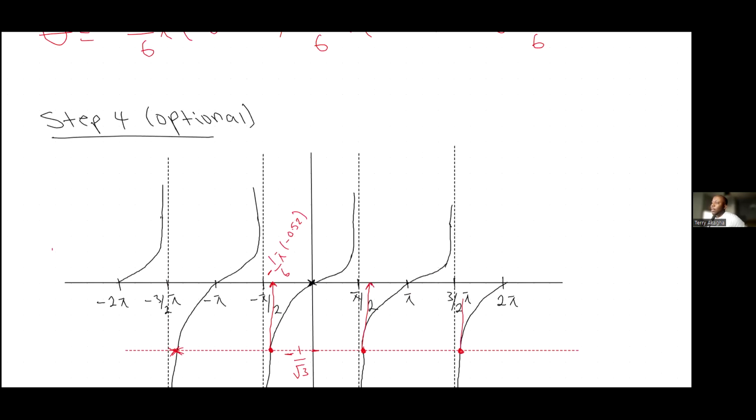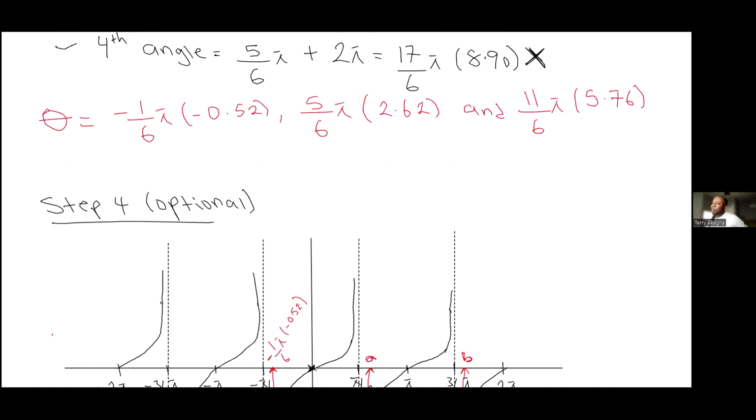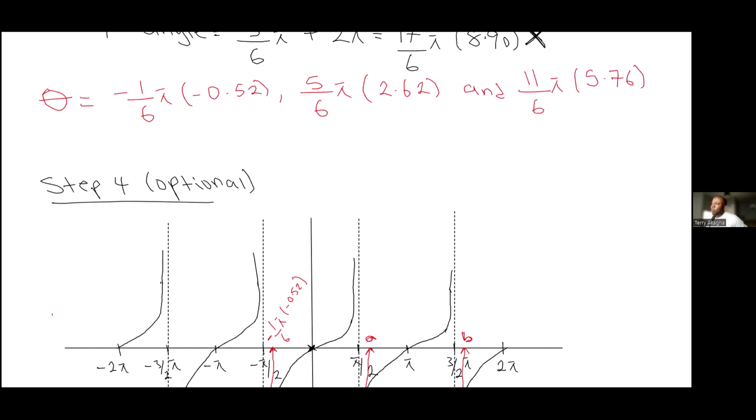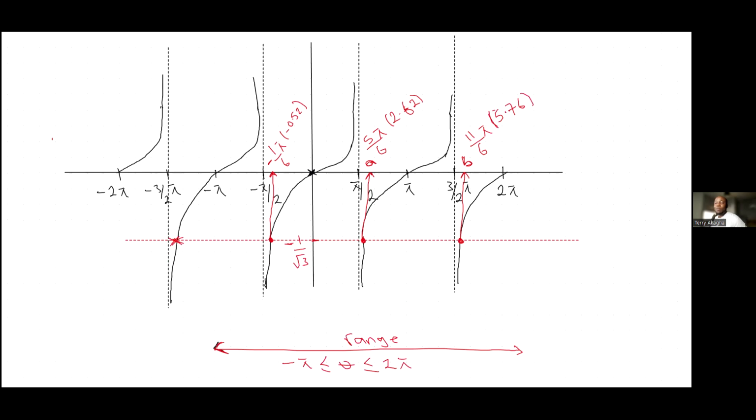So let's call this A, and let's call this B, all right? If you now look, the one here is going to be 5 over 6 pi, which is the same thing as 2.62. And here is going to be 11 over 6 pi, which is 5.76. And that is that for that. So finally, we got to that point, and we're done with the question.